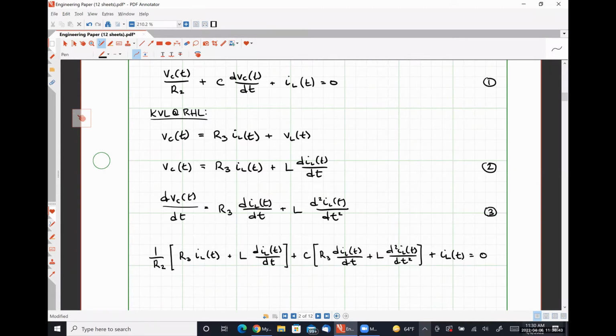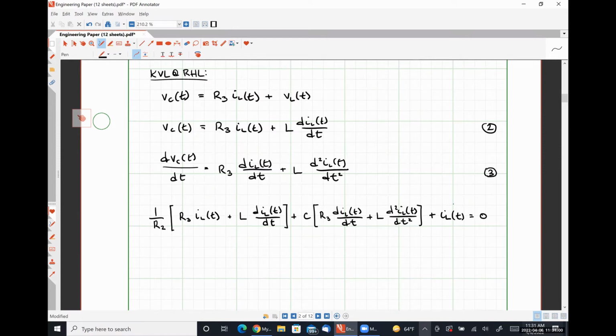So now we just need to organize, right? So let's start with the second derivative term. I have C multiplied by L multiplied by the second derivative. So that's going to look like LC and, for bookkeeping purposes, I'm going to put a check mark by that to mean that I've taken that part into account. That's the only second derivative term we're going to have, so I'm good there.